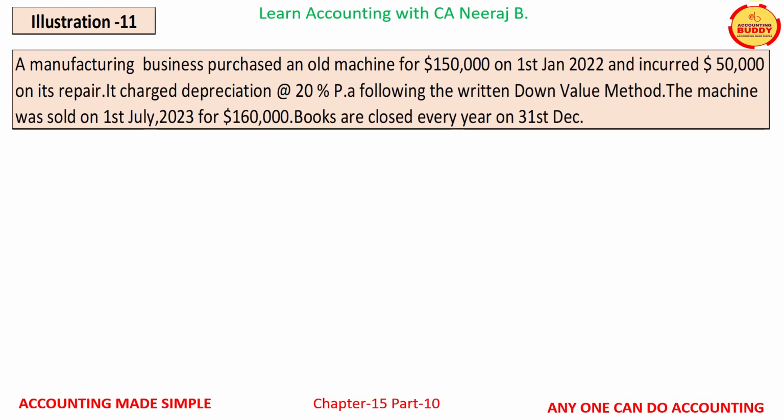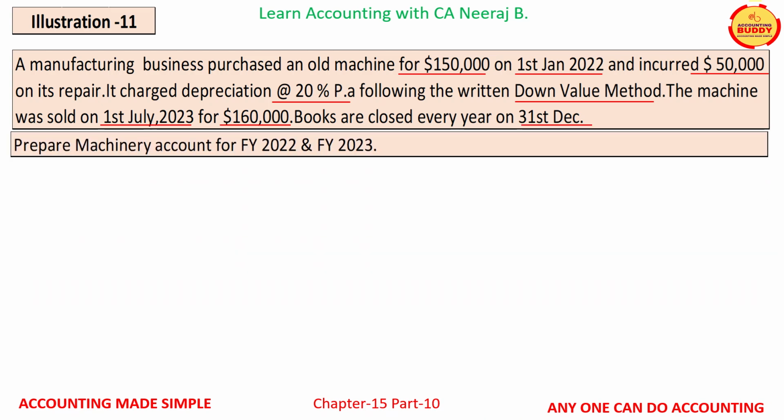Another illustration on your screen is: a manufacturing business purchased an old machinery for $150,000 on 1st of January 2022 and incurred $50,000 on its repair. It charged depreciation at the rate of 20% per annum following the written down value method. The machinery was sold on 1st of July 2023 for $160,000. Books are closed every year on 31st December. Prepare the machinery account for the financial year 2022 and 2023.